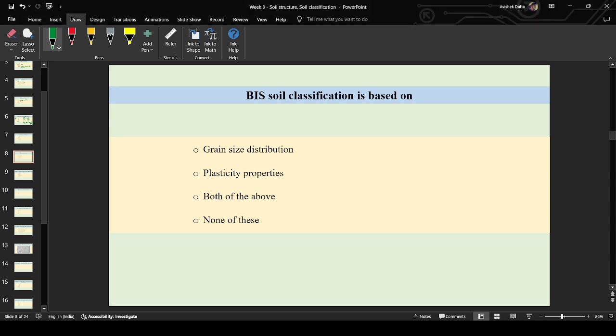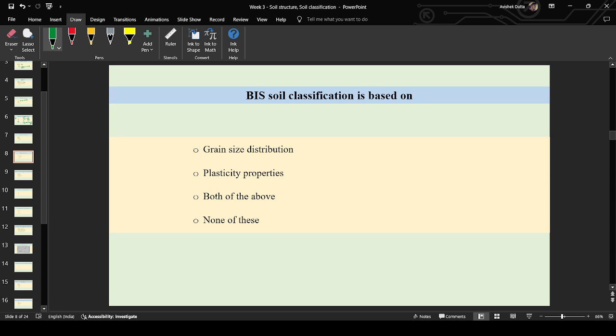BIS soil classification, that is Bureau of Indian Standards soil classification, is based on what? Both of the above. Yes, both of the above, because obviously grain size distribution will be the first step, as we need to understand which type of soil it is. But also Casagrande's plasticity chart, modified by the Indian standard system, plays a role.